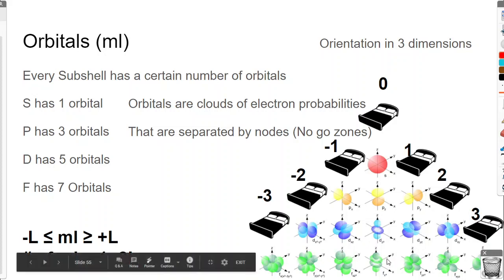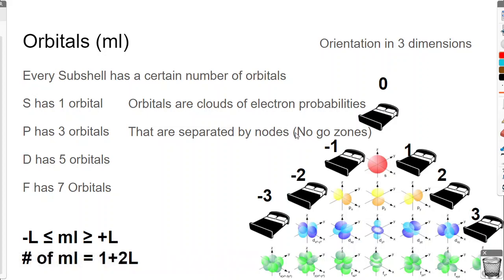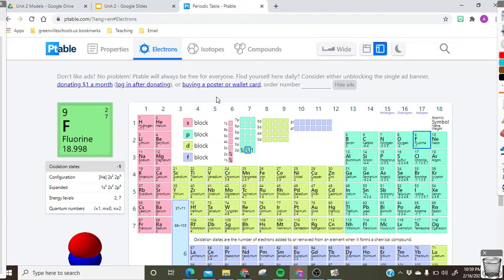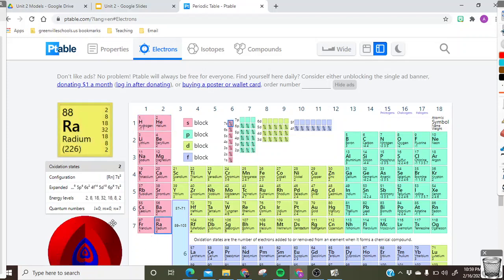And each of these orbitals are going to be separated by something called a node. A node would be like a no-go zone, where these electrons can't go. They always have to be somewhere within one of these clouds. They can't be between the clouds. And fun fact, if you use p-table, you can actually see what these different electron clouds look like. Not necessarily super easy to visualize, but you can see these guys a little bit. So radium's probably a really good example of this. You can see the different subshells. It's kind of like taking a chunk out so you can see it. And in between each of these different S subshells, there would be a node where the electrons can't go.